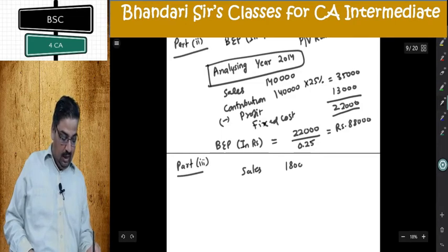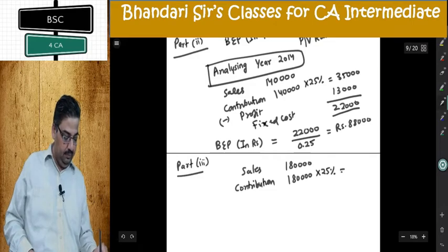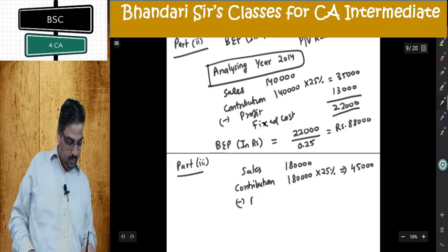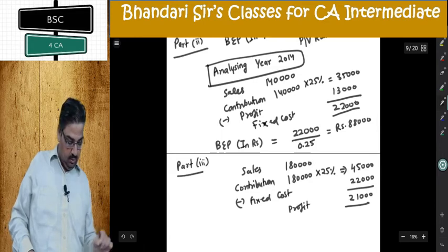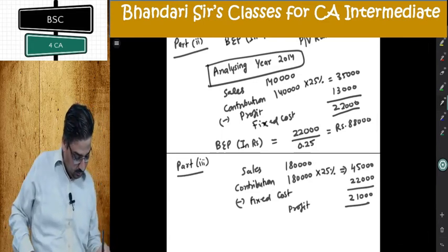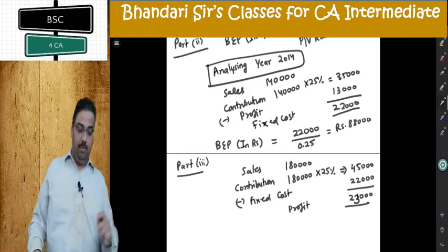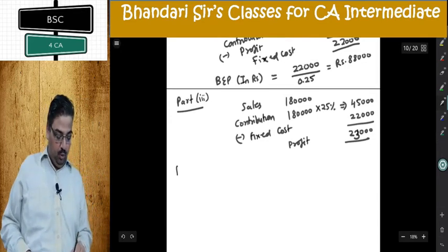Sales 1,80,000. Contribution 1,80,000 into 25%, 45,000. Fixed cost 22,000. So profit you will get is 23,000 rather. 45 minus 22 is 23. 23,000 is profit there.